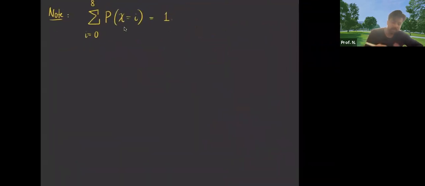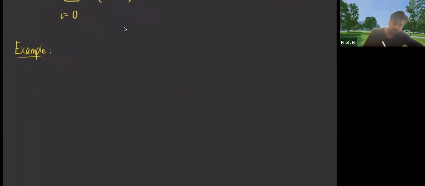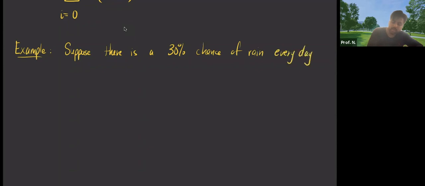So how can we change this up a bit? I guess we can end with this here. So suppose there is a 30% chance of rain every day for the next 7 days.